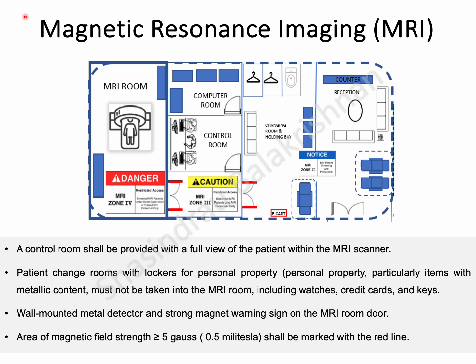Patients and staff must be screened thoroughly, as items containing metal, such as keys, watches, or credit cards, are prohibited within the scan room. A wall-mounted metal detector and strong magnetic hazard warning signs must be installed at the entrance to the MRI room. The boundary of the 5 Gauss magnetic field should be clearly marked, typically using a red line, to signal the outer limit of potentially hazardous magnetic exposure. These safety elements are non-negotiable in ensuring the protection of both patients and healthcare staff.